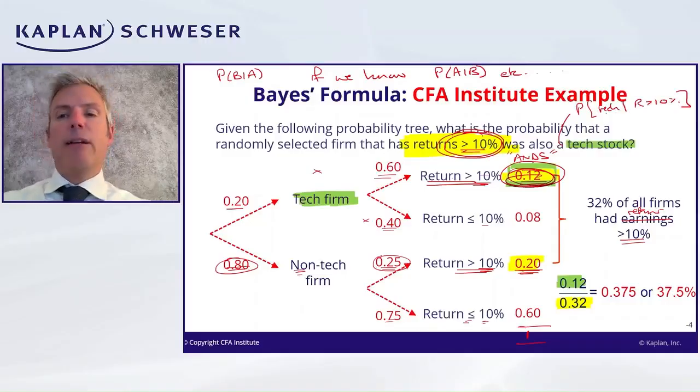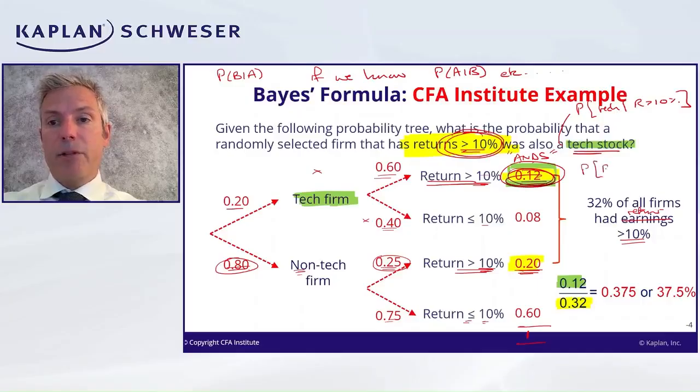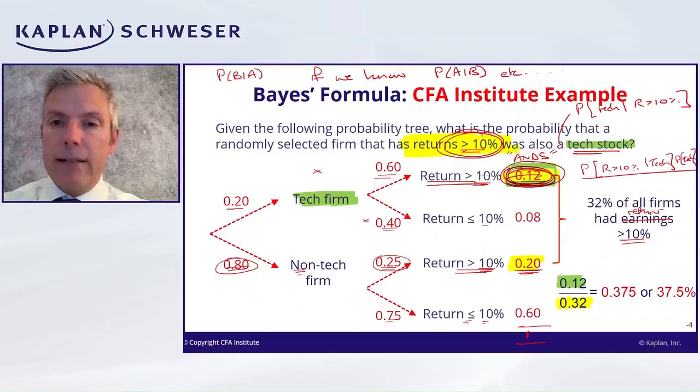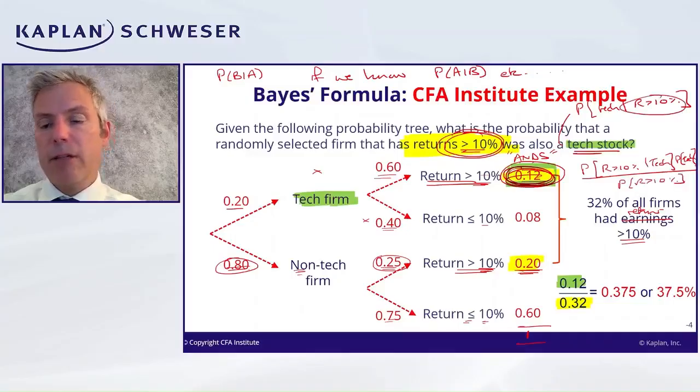We can actually flip this round using Bayes' formula. We could say that this must be equal to the probability that returns are greater than 10% given we've got a tech stock, multiplied by the probability of a tech stock. That's the joint probability. That's this 12 here, isn't it? It'll be 0.6 times 0.2. And then we divide by the thing we're conditioning upon in this world. If we know that returns are greater than 10%, we're going to divide by the probability that returns are greater than 10%, which of course is the yellow stuff. It's the 0.32.